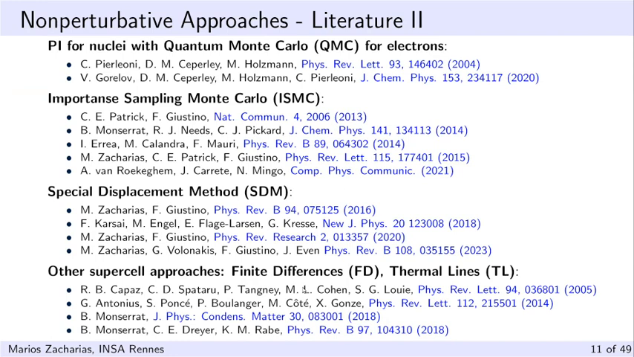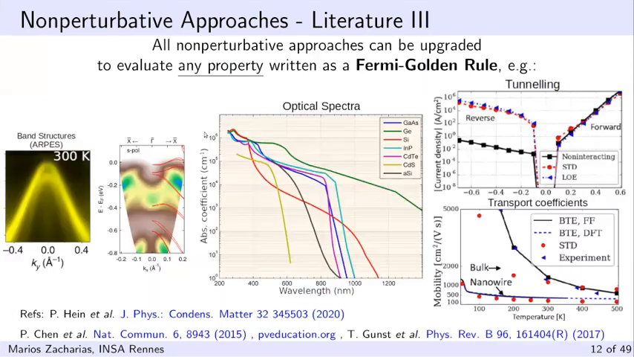Other approaches include performing finite differences. So we just displace the nuclei along each phonon mode separately, and then we sum the contribution to the temperature-dependent observable, or thermal lines, which is another very efficient methodology to apply importance sampling Monte Carlo.